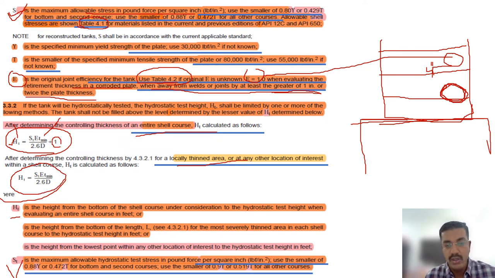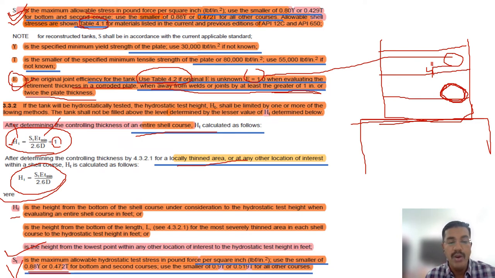Okay, so at that time you just need to find out how you can find S and E. S and E is different for T minimum and HT. Okay, don't confuse HT with T. So here the HT requirement is to use the smaller of 0.88Y or 0.472T, where Y is the yield strength and T is the tensile strength. And similarly, use the smaller of 0.9Y or 0.59T for all other shell courses.